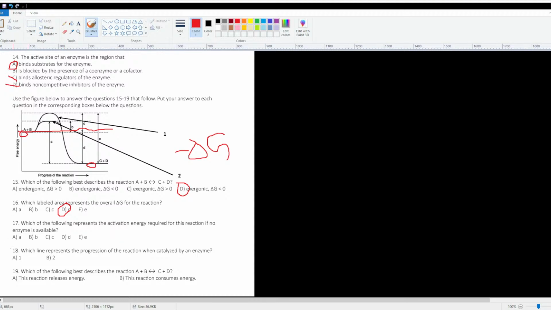So look at where we're starting. Once again, look at where we're starting and look at where we're ending, and that would be D. That would be represented by D. We started here and we ended here. So that would be the overall delta G.